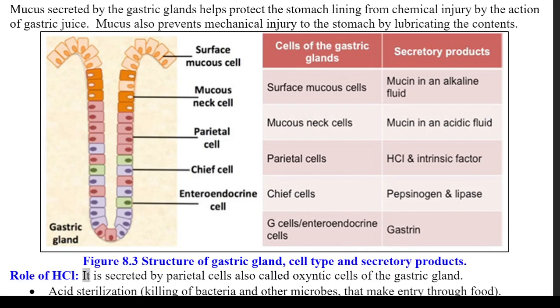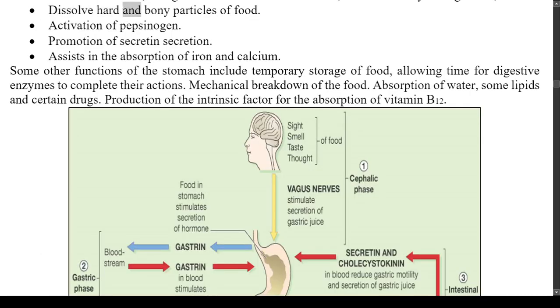Role of HCl: it is secreted by parietal cells, also called oxyntic cells, of the gastric gland. Acid sterilization: killing of bacteria and other microbes that make entry through food. Dissolves hard and bony particles of food. Activation of pepsinogen. Promotion of secretin secretion. Assists in the absorption of iron and calcium.